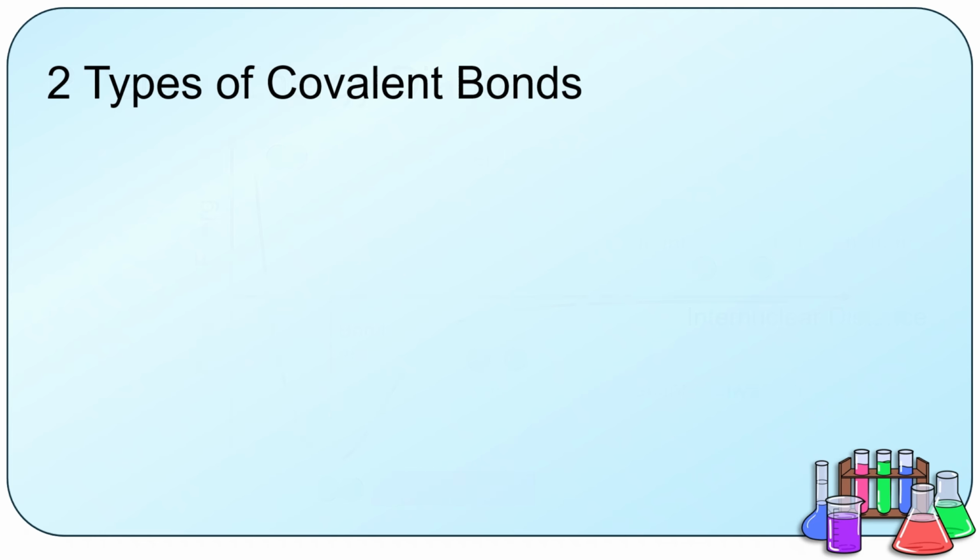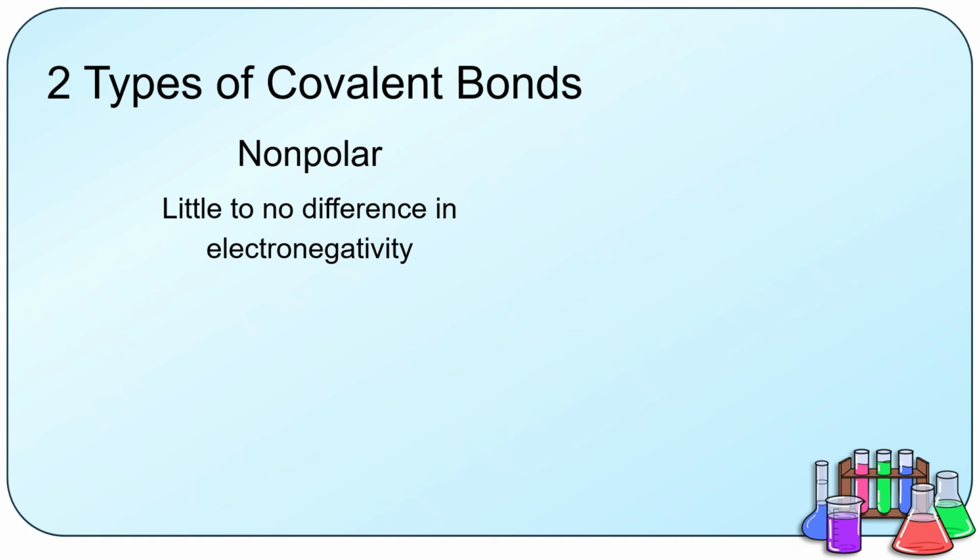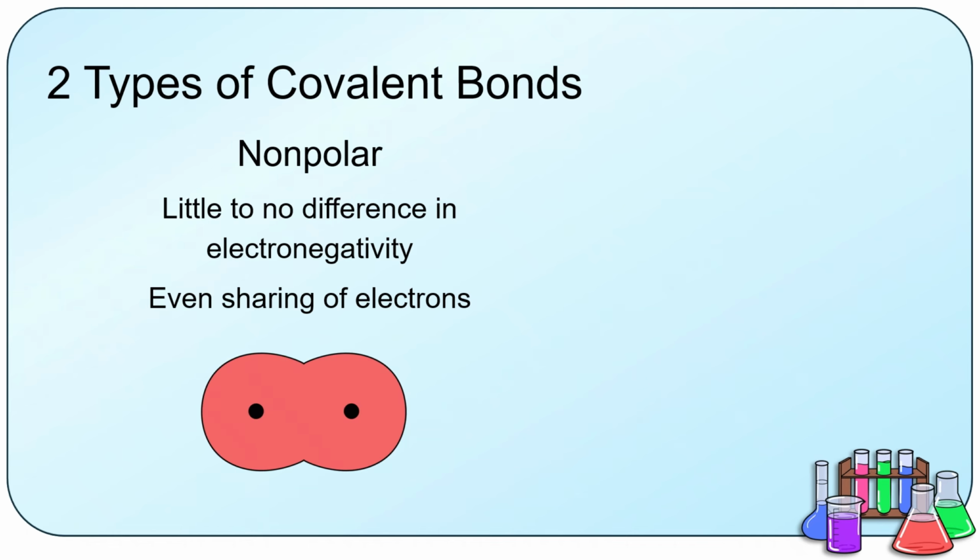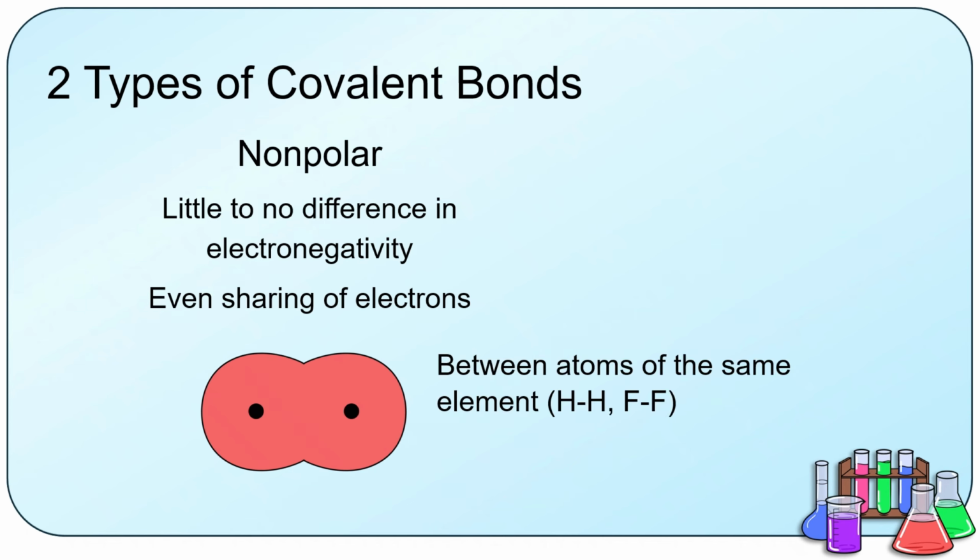There are two types of covalent bonds. The first is a nonpolar covalent bond. In a nonpolar bond, there is little to no difference in electronegativity between the two bonded atoms, which means the atoms attract electrons to the same degree. This leads to an even sharing of electrons, like a tug of war where both sides are evenly matched. Nonpolar bonds are seen between atoms of the same element, such as hydrogen bonded to hydrogen or fluorine bonded to fluorine. Carbon-hydrogen bonds, which are super common in organic compounds, are also nonpolar.